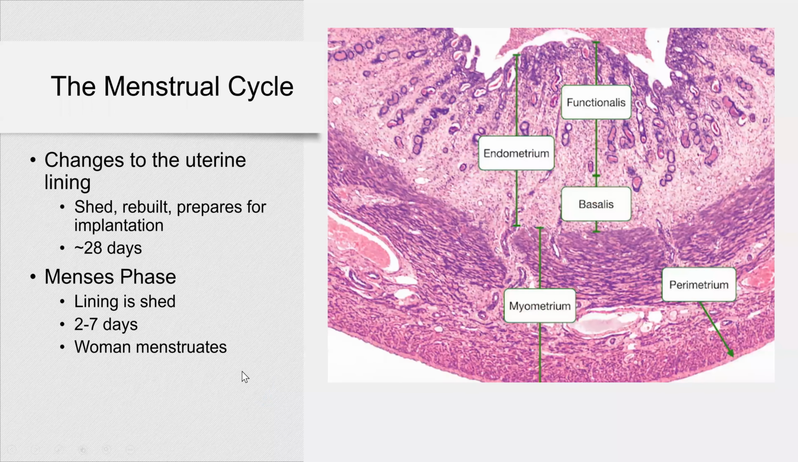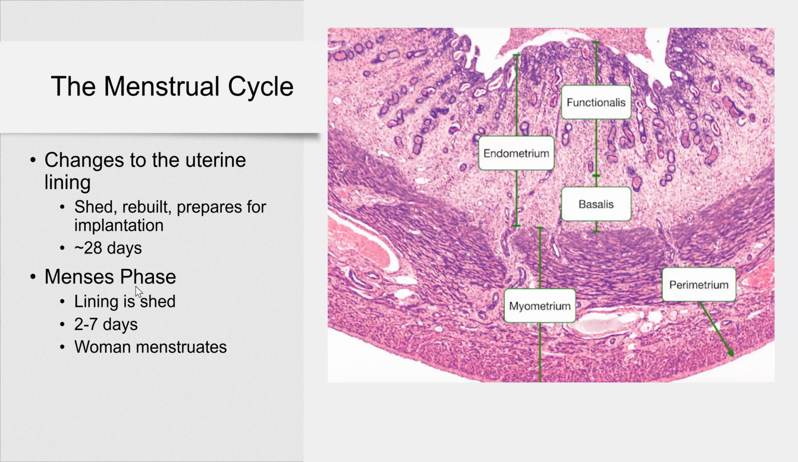Menstrual cycle is changes to the uterine lining: shed, rebuild, and prepare for implantation, and then start this cycle all over, right? Shed, rebuild, prepare for implantation of the embryo. If this didn't happen, we shed the functionalis again, rebuild, again prepare, and it takes about 28 days.